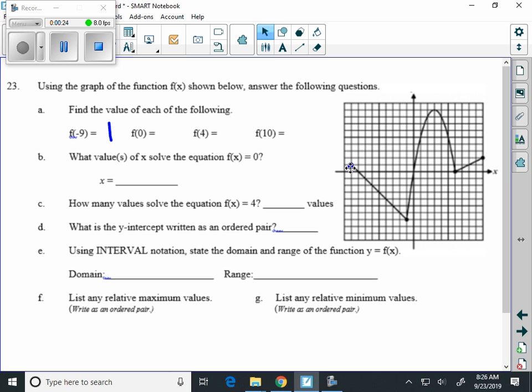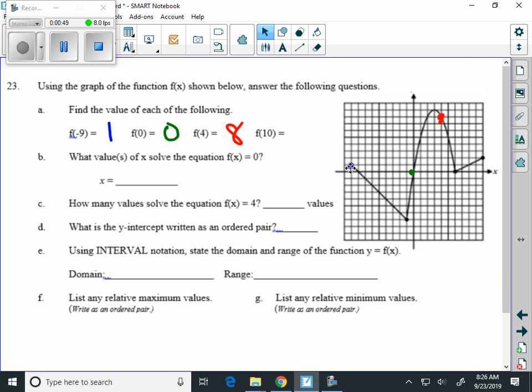F of 0. Well, here's 0, because remember this is f of x, so x is 0, and what's the y value when x is 0? It is 0. F of 4, well, we're going to count up. 1, 2, 3, 4, 5, 6, 7, 8. Looking at this particular point right there.